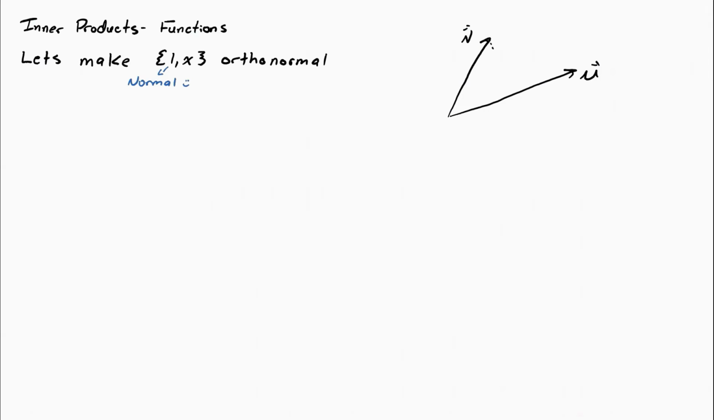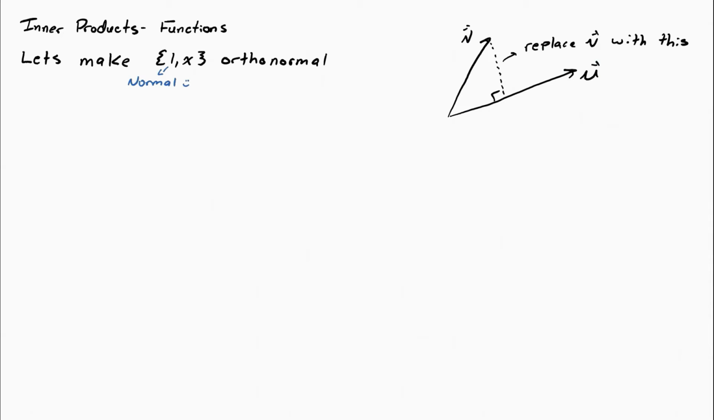We'll make the set 1, x be orthonormal. 1 is already a normal vector, which is good so we don't need to change it. X, however, is an issue. It's neither normal nor orthogonal to 1. Here's an idea of what we need to do. We have a vector u and a vector v. We want to replace v with a vector perpendicular to u. But we already know how to compute this.